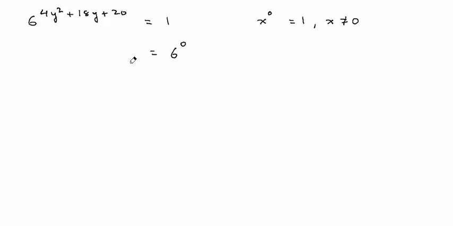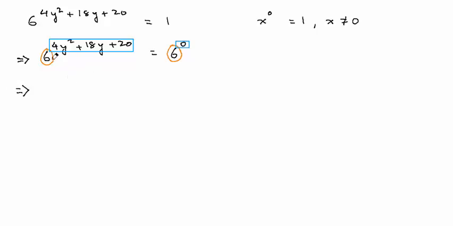And the moment we have that, this means 6 raised to the 4y squared plus 18y plus 20, this whole thing being in the exponent, the base on both sides is 6. Therefore, we can go ahead and equate the exponent. We can say this is equal to this. If the bases are equal, so are the exponents. So there we have the exponent equation changes to a quadratic equation. 4y squared plus 18y plus 20 is equal to 0.